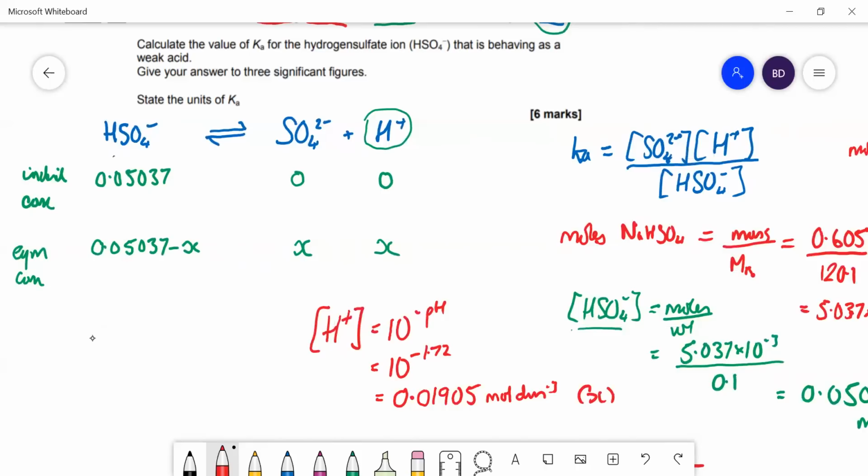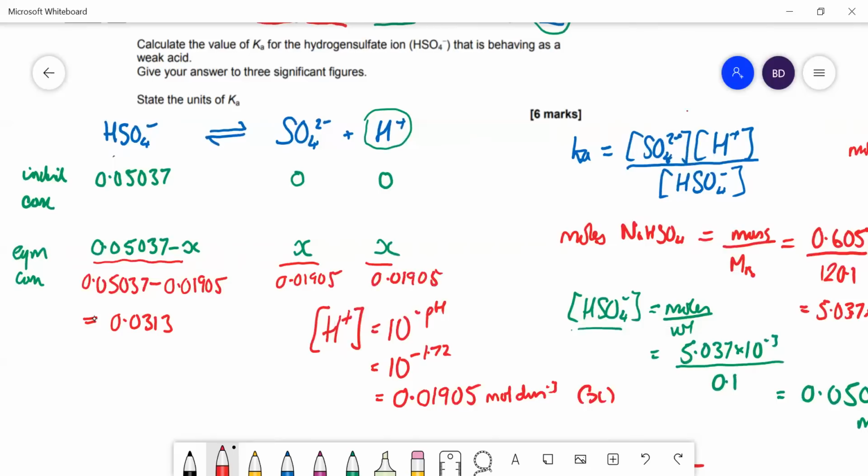Now we can work out these real values. This is going to be 0.05037 minus 0.01905, and that gives us 0.0313. We know that X, we just worked that out, is 0.01905, and that's that one there as well.